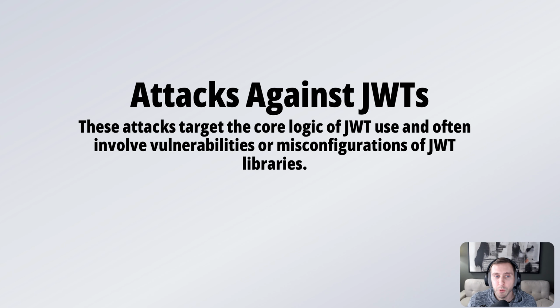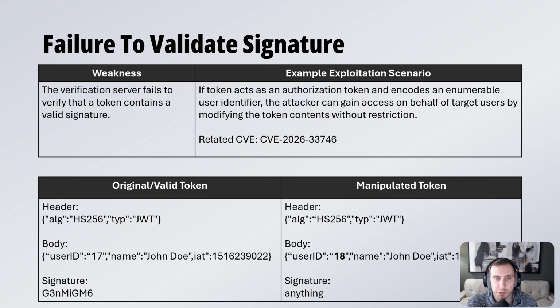So to start, we're going to look specifically at attacks against JSON Web Tokens, which would be the core logic of JWTs and their supporting libraries. And the first one is very simple. It's probably not worth spending too much time on, but I will show you the general form of these slides to come. At the top, I have a summary of the weakness and an example exploitation scenario. I've tried to source CVEs that you can look up where relevant. And then at the bottom, I've broken down decoded versions of the token.